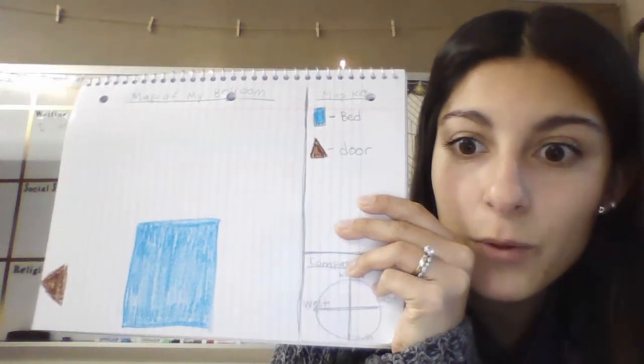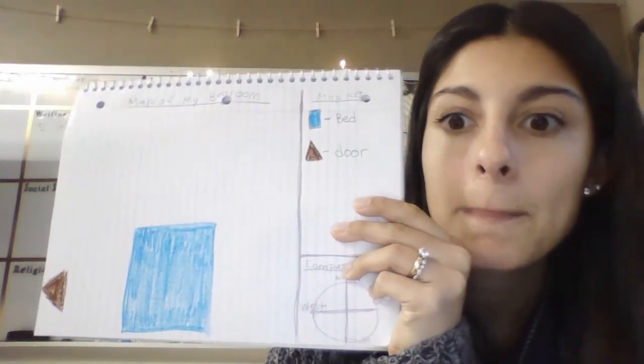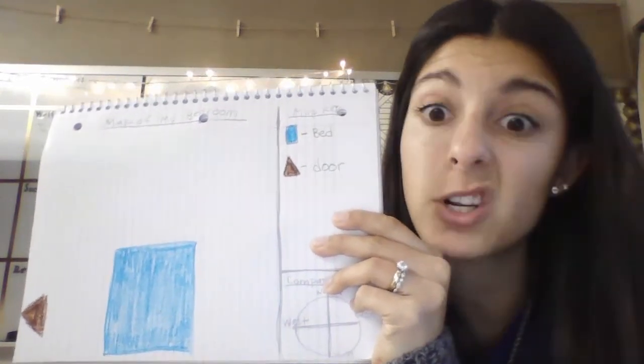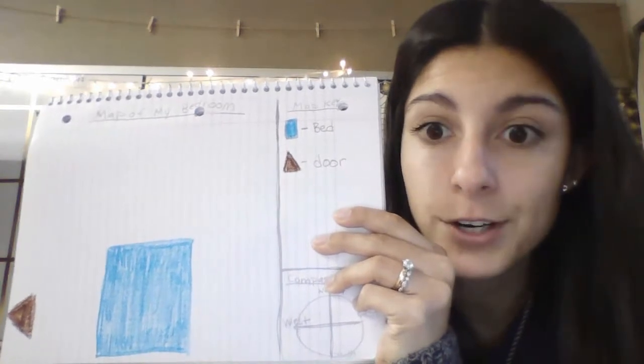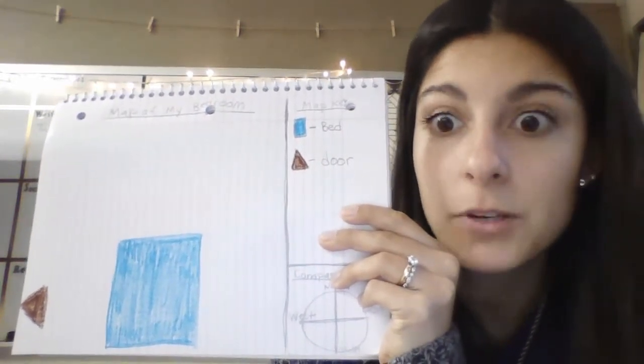The next thing that we're going to do is you're going to label and make your dresser. So wherever you put your clothes, whether it's a closet or a dresser to put your clothes in, you're going to do that. Okay, so I'm going to stop and do mine and then you're going to see it.